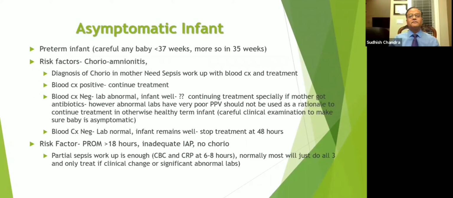Asymptomatic infant, in this one, this is for term infant. In the term infant who is more than 35 weeks or more than 37 weeks, if they have chorio, they need sepsis workup and treatment. If they don't have chorio, they just need labs, which can be just CBC and CRP. And if they are abnormal, then you do blood culture and put them on antibiotics. Otherwise, those babies can just be watched and do not need any other kind of treatment.